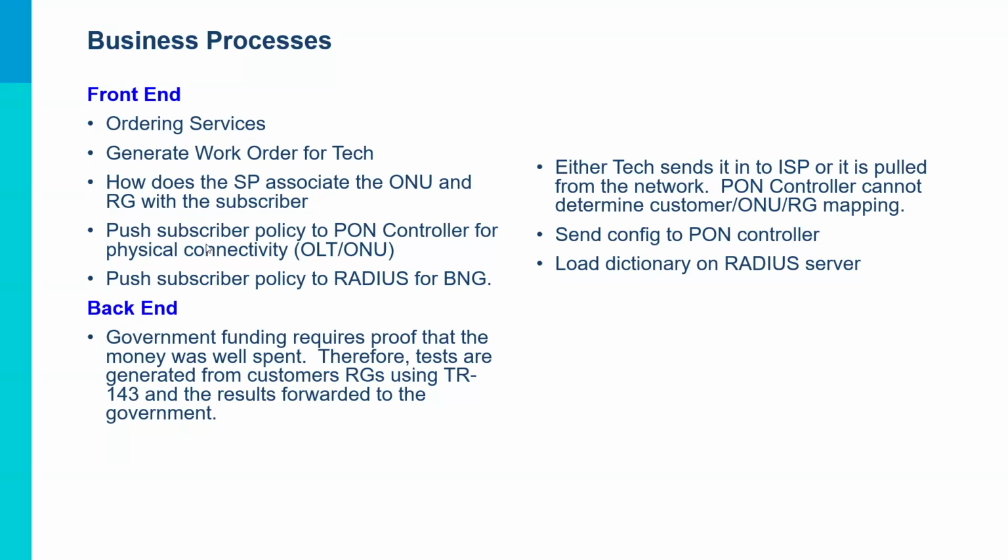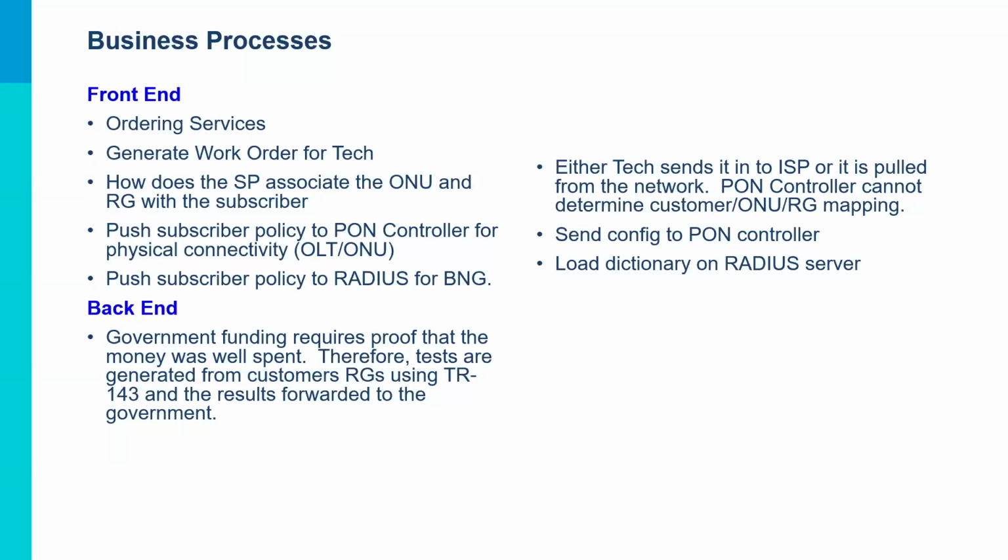The service provider needs to be able to push subscriber policy to the PON controller. And so you need a northbound interface on the PON controller. And you need to be able to push subscriber policy to RADIUS for the BNG. And so you're going to load a dictionary that's particular to that BNG, that vendor BNG, to the RADIUS server so that they can communicate back and forth.